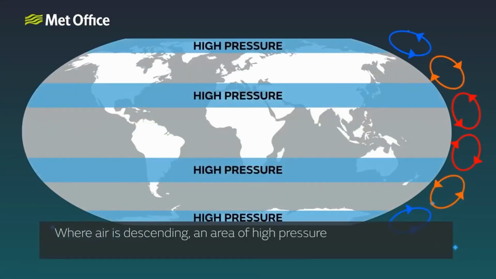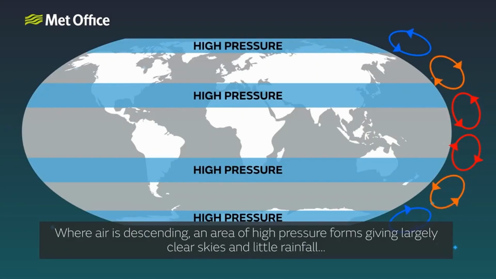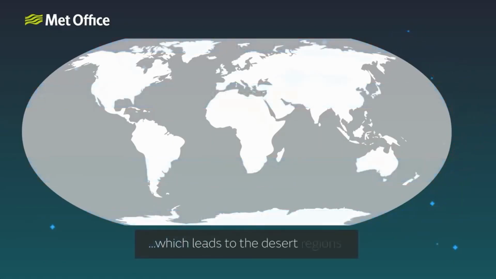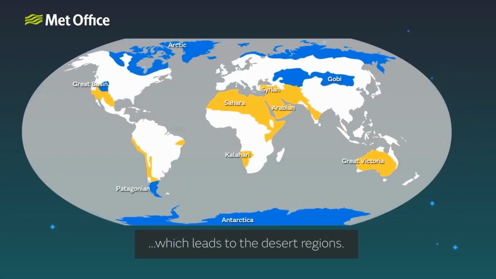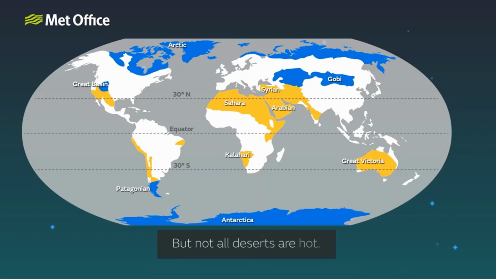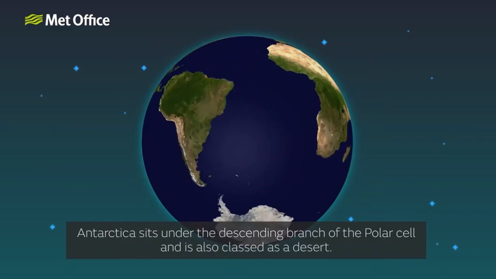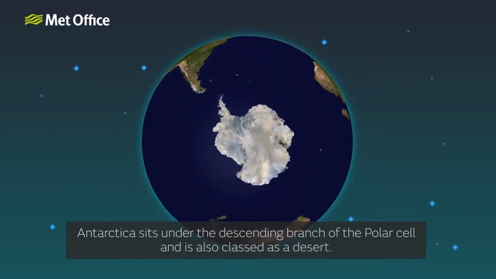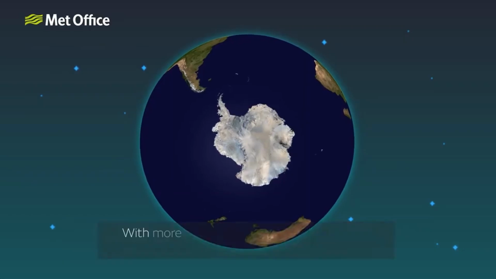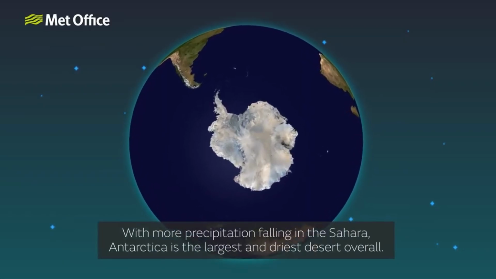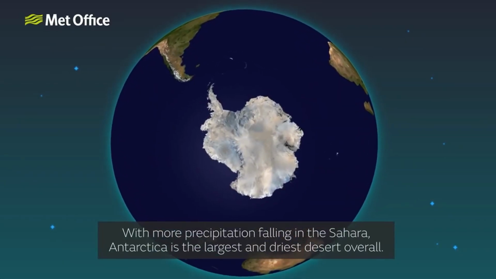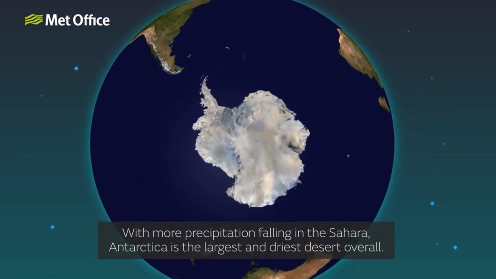Where air is descending, an area of high pressure forms, giving largely clear skies and little rainfall, which leads to the desert regions. But not all deserts are hot. Antarctica sits under the descending branch of the polar cell and is also classed as a desert. With less precipitation than the Sahara, Antarctica is the largest and driest desert overall.